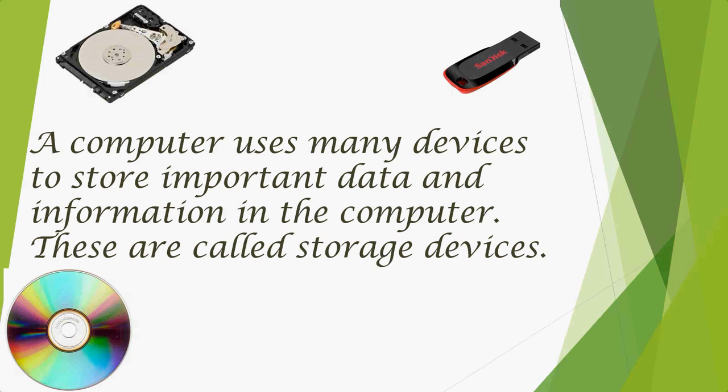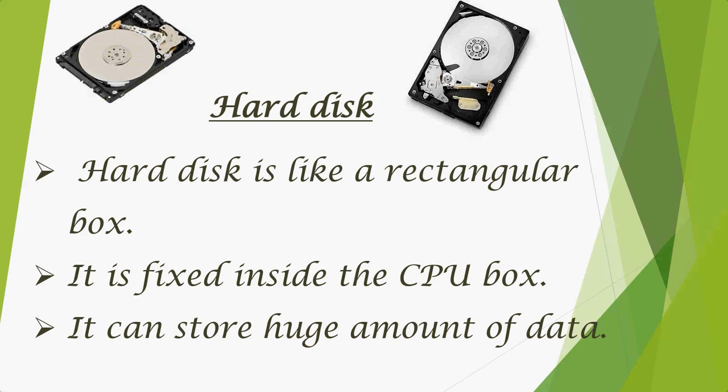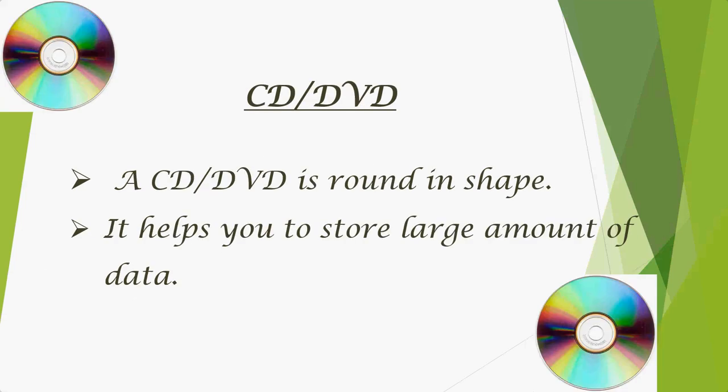Talking about computer terms, we started with the hard disk. What points did we learn about the hard disk? We learned that a hard disk is like a rectangular box. It is fixed inside the CPU box and it can store huge amounts of data, compared with all other storage devices.